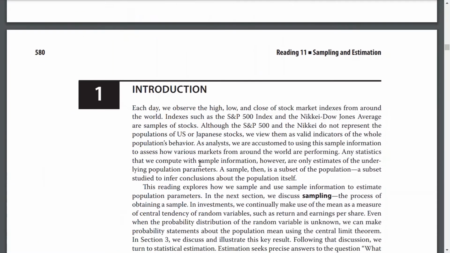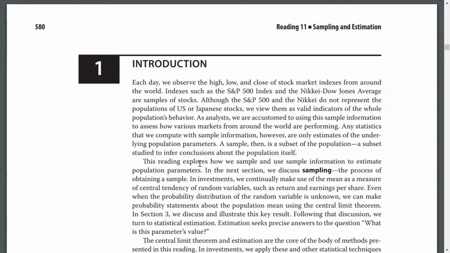Introduction. Each day we observe the high, low, and close of stock market indexes from around the world. Indexes such as the S&P 500 and the Nikkei Dow Jones average are samples of stocks, although the S&P 500 and Nikkei do not represent the population of US or Japanese stocks. We view them as a valid indicator of a whole population's behavior. As analysts, we are accustomed to using this sample information to assess how various markets from around the world are performing. Any statistics that we compute with sample information, however, are only estimates of the underlying population parameters.